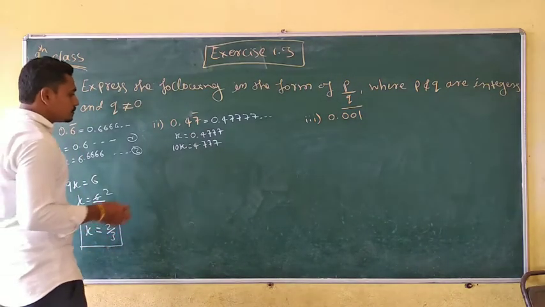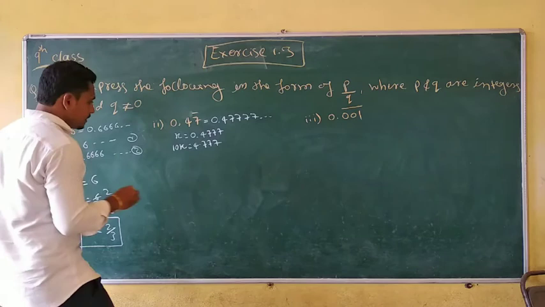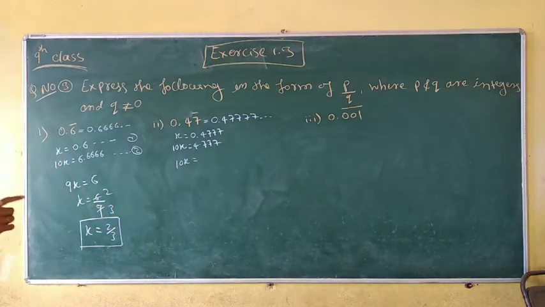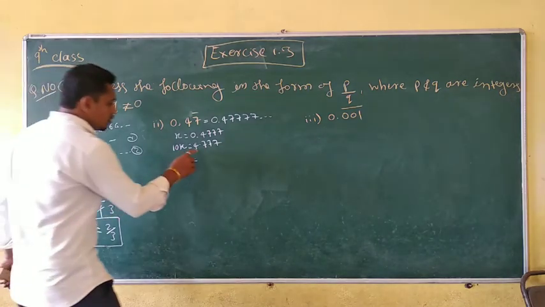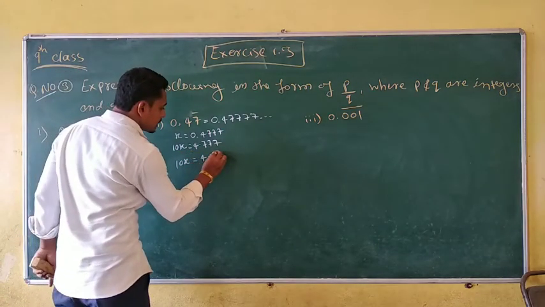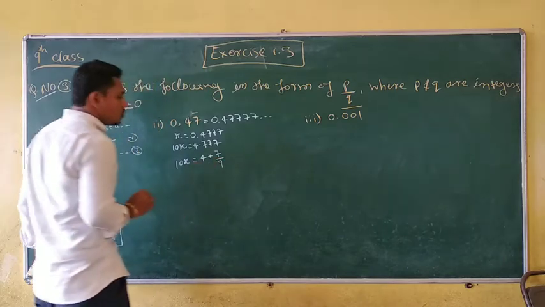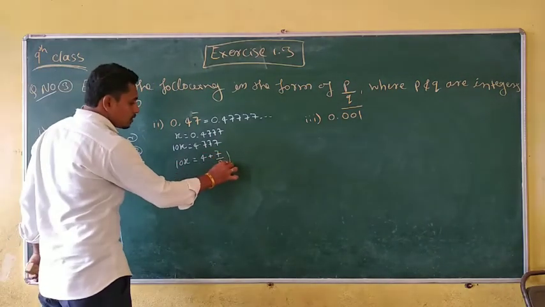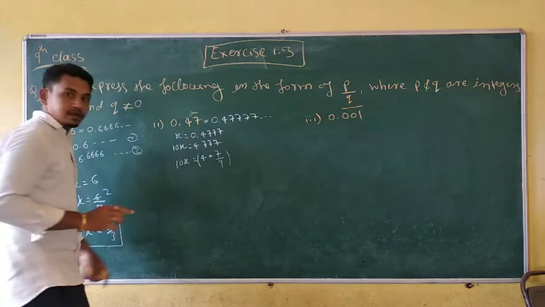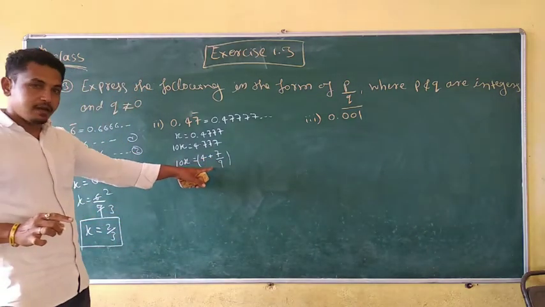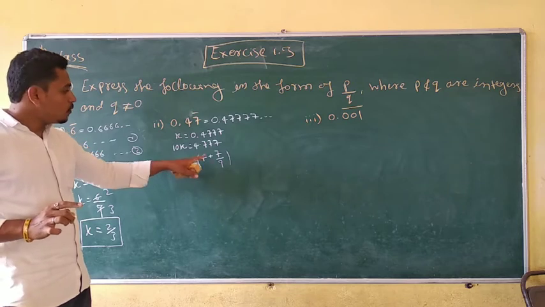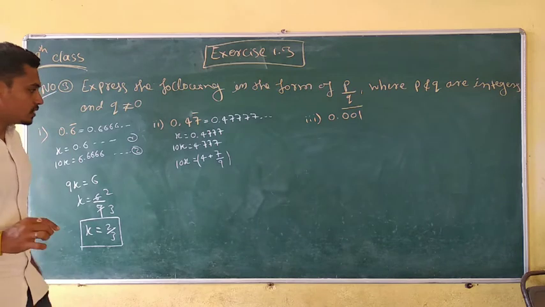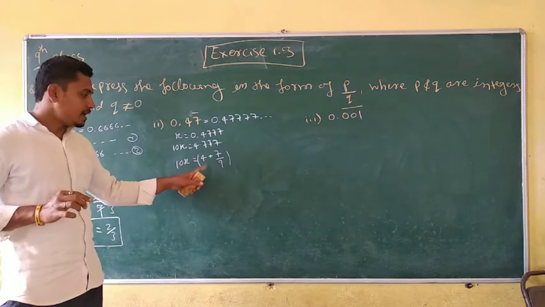So next, here 10x is equal to 4 plus 7 by 9. Because the value of 4 plus 7 by 9 is equal to the value of 4.777. Is it right? So that's why we have to write like this.